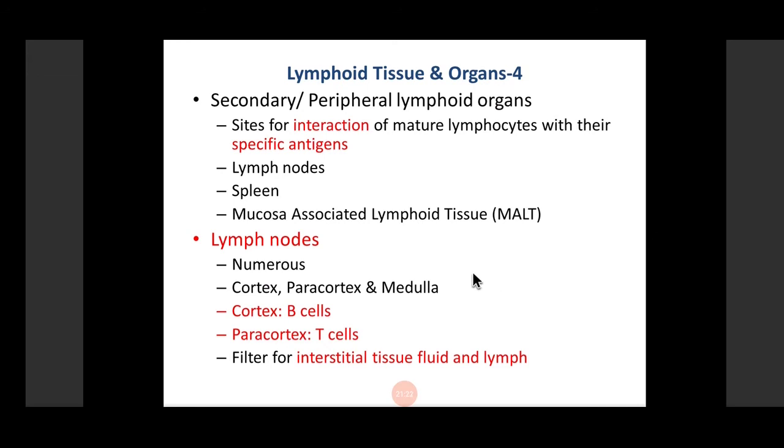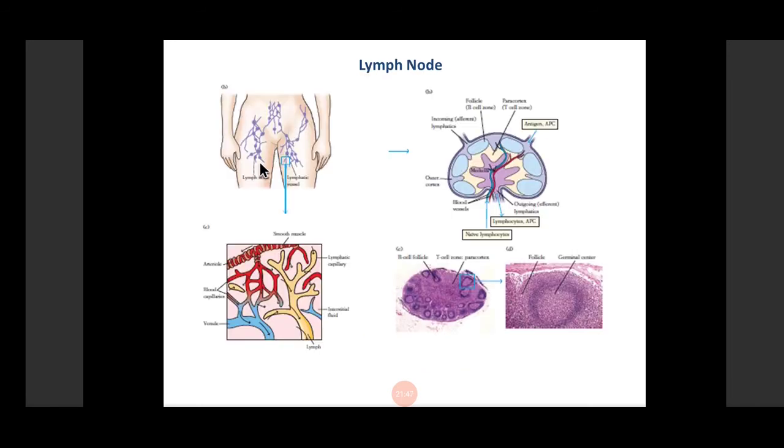Starting with the lymph node. Lymph nodes are numerous. They are distributed all across our body, and they are tiny bean-like structures. Each of them is divided into cortex, paracortex, and medulla. Now these are the questions that you sometimes get: what is a B cell area and a T cell area? Cortex is basically the B cell area, and the paracortex, which is surrounding the cortex, is mainly a T cell area.